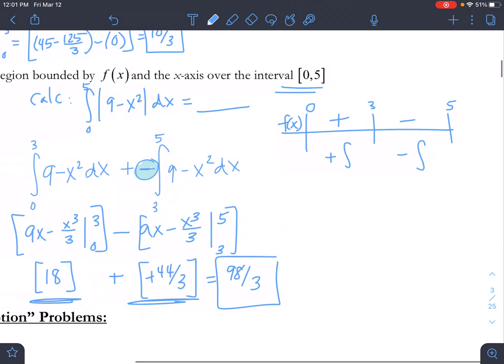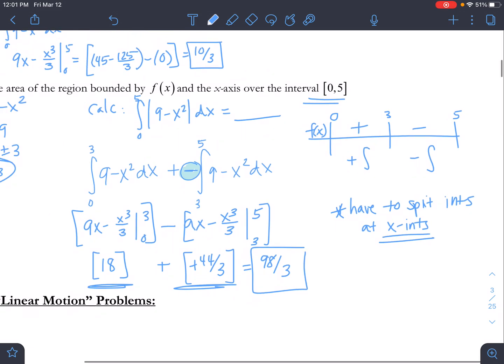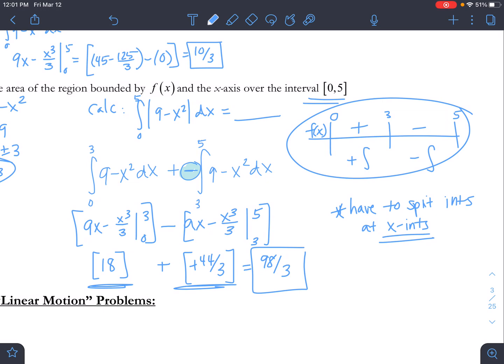So again, one way you also could do it, you have to split up the integral. So you can write yourself a note: you have to split integrals at the x-intercepts, okay? And then you either can do a sign chart if you want. If you don't feel like doing a sign chart, you also could just do one at a time.